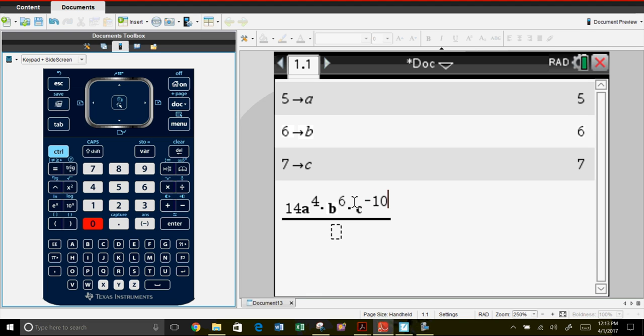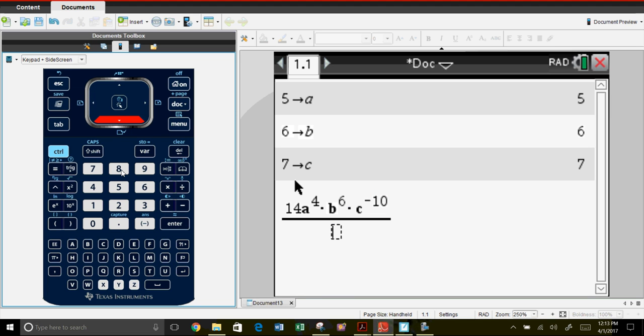Alright, so let's double check that. 14a to the 4th power, b to the 6th power, c to the negative 10 power. Okay, so far that looks good. Alright, so let's go ahead and try to get to the bottom of our fraction. There we are.